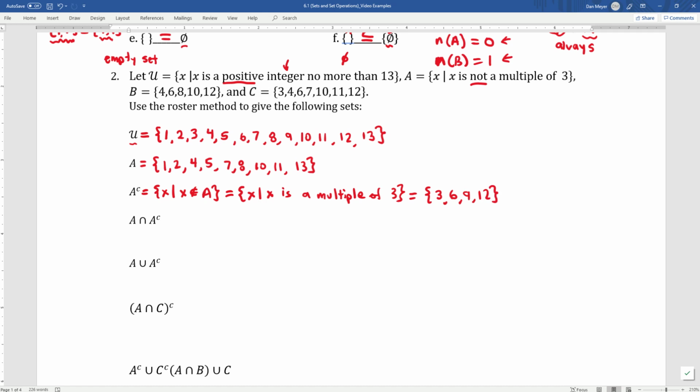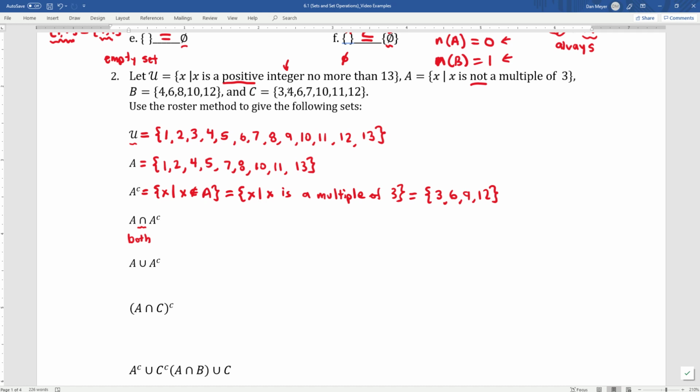For this next one, A intersect A complement, or the intersection, that's what this symbol stands for, the intersection of A and A complement. We want all of the things that are in both sets. Now, you can think of A and A complement as opposites. In a certain sense, they are. A and A complement are never going to share elements. When we're looking for the intersection, we're looking for all of the elements that are in both sets, and when we're talking about a set and its complement, you don't have any elements that are in both sets.